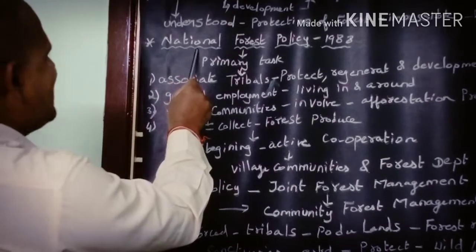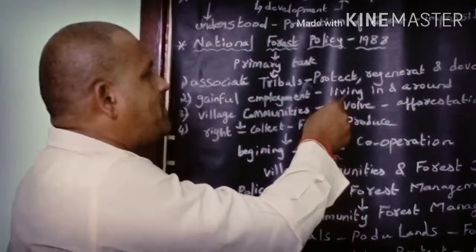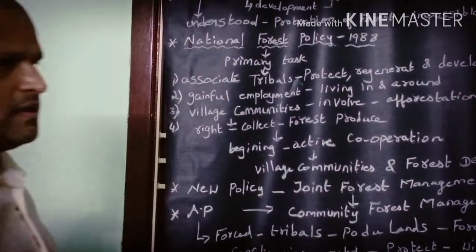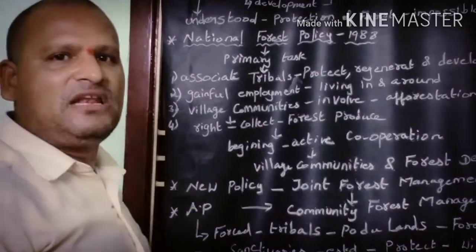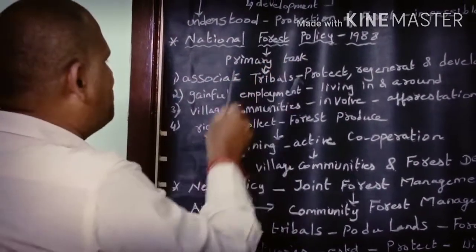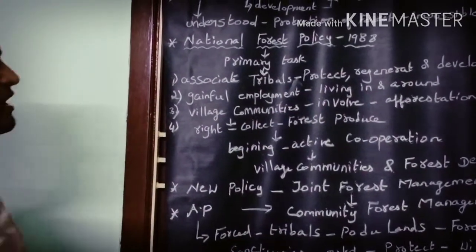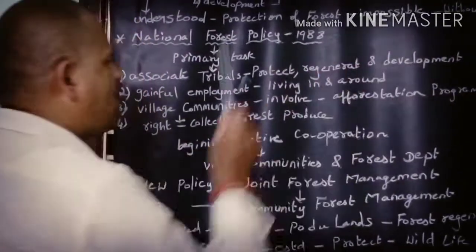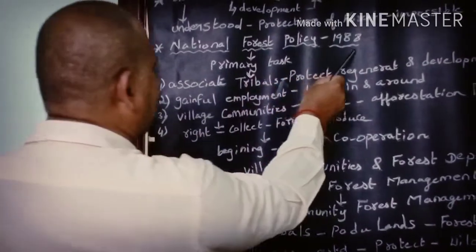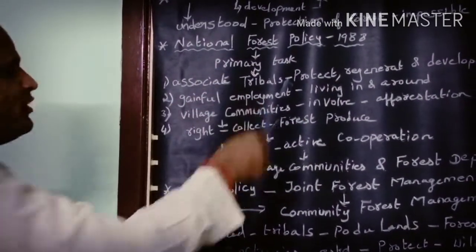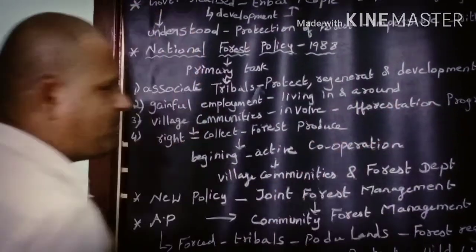National Forest Policy 1988 prescribed to provide gainful employment for the people living in and around the forest. It prescribed that the village community has a right to be involved in protecting the forest, regenerating the forest, and developing the forest, and to participate in afforestation programs like planting of trees in the forest.